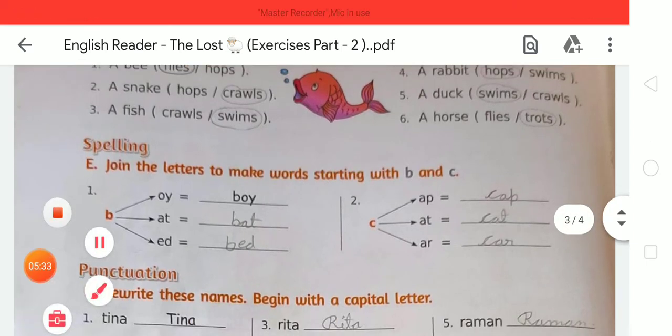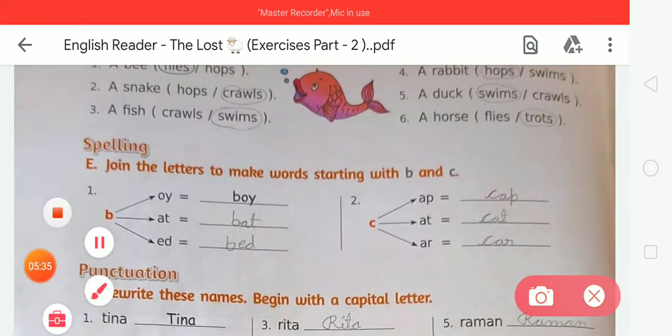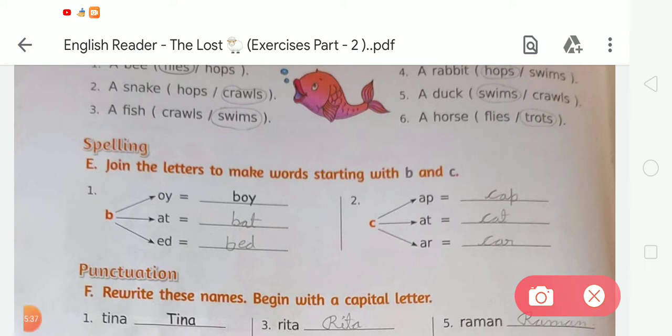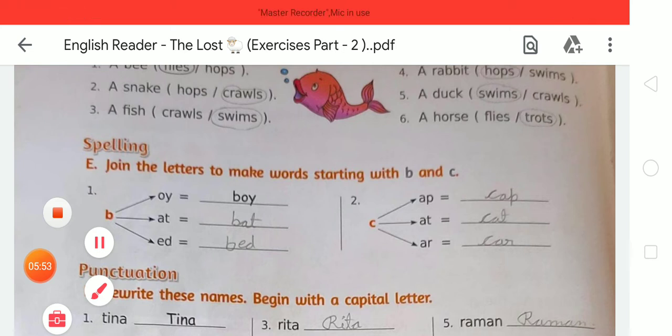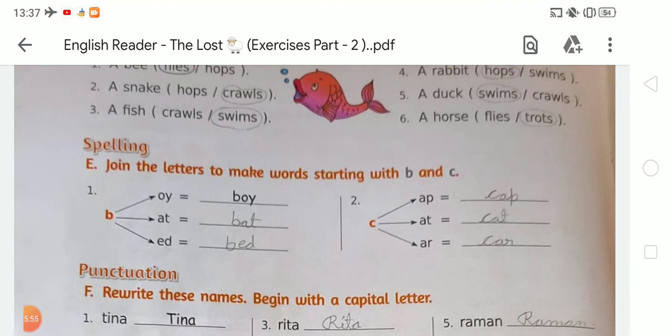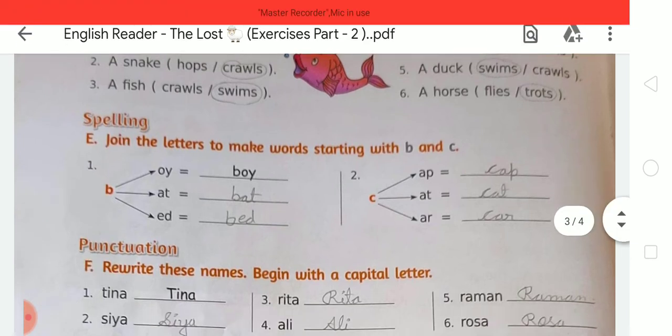So we have to join B. We have to make words starting with B. So firstly we are going to do B, and after that we have to add OY. So it will be BOY. In number 1, the word will be boy. Okay, BOY, boy.